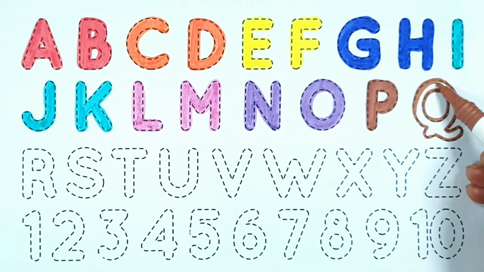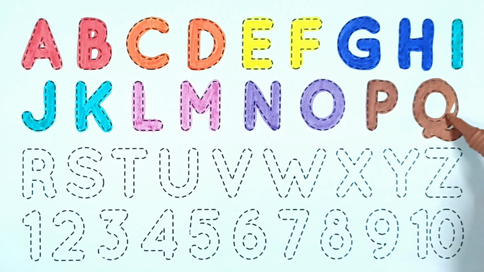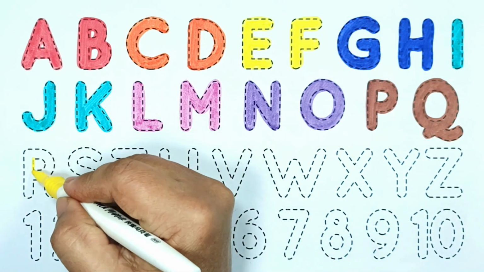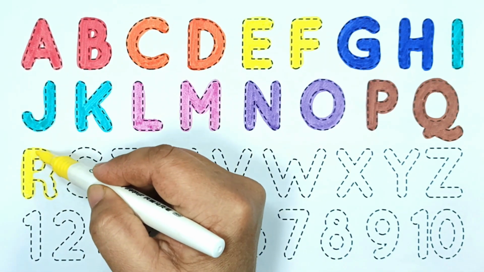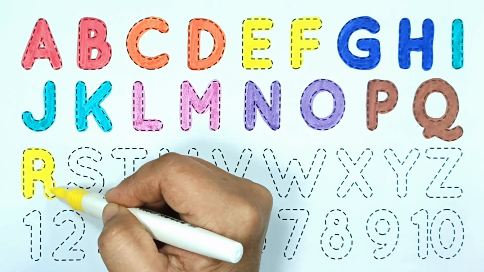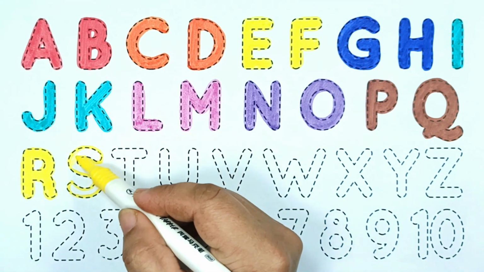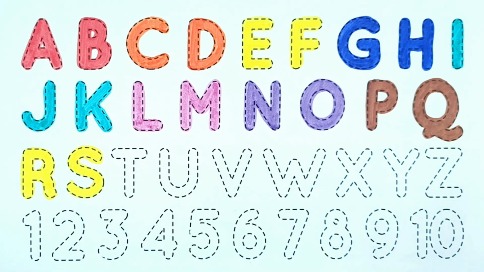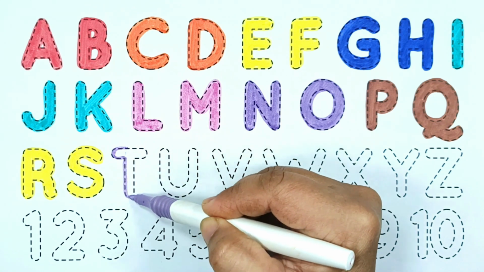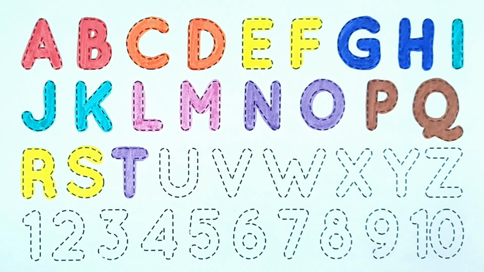Q. Q for queen. R. R for ring. S. S for star. T. T for train.